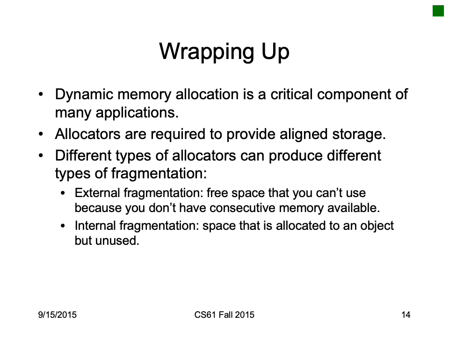In C, allocators are required to provide aligned storage, depending on the architecture. So different architectures will have different alignments. And different types of allocators will produce different kinds of fragmentation. You have external fragmentation when you have space available, but it's arranged in such a way that you can't use it. And you have internal fragmentation when you're given an allocation that's bigger than you wanted, so there's space in there that's being wasted.